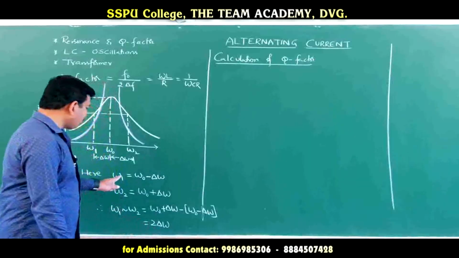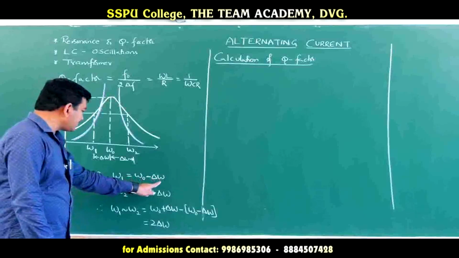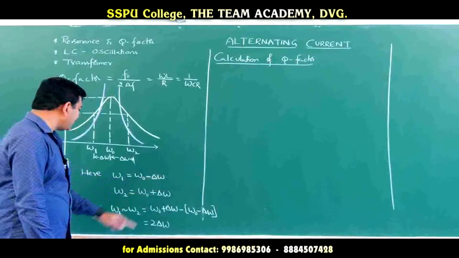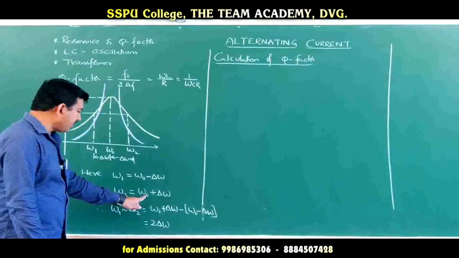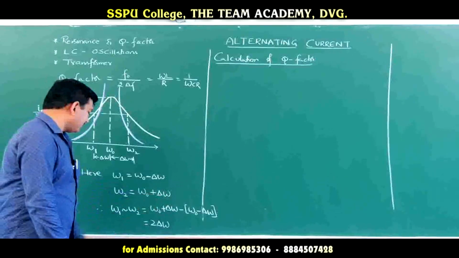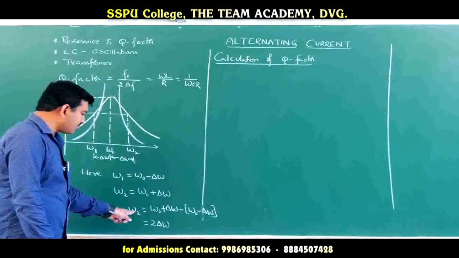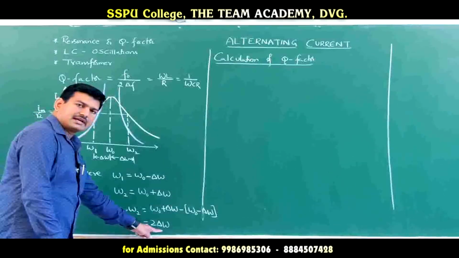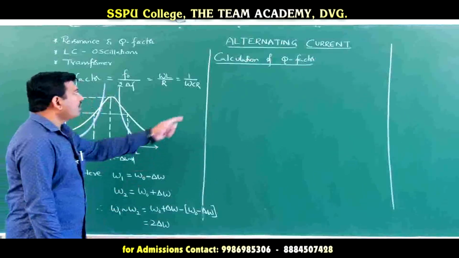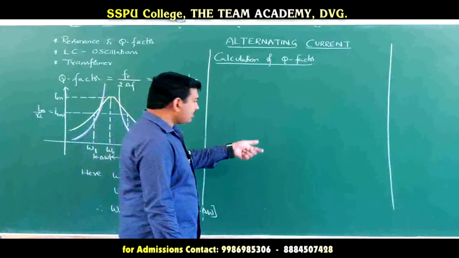So here we got that omega 1 is equal to omega naught minus delta omega, and omega 2 is equal to omega naught plus delta omega. So the difference in the two half power frequencies is equal to how much we got? 2 times delta omega we got. Now we are calculating the quality factor like this.